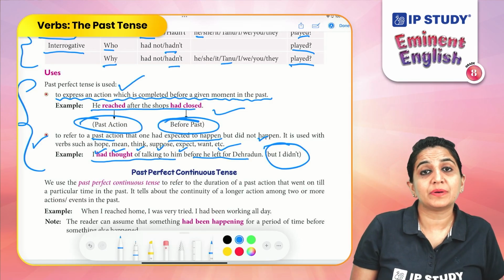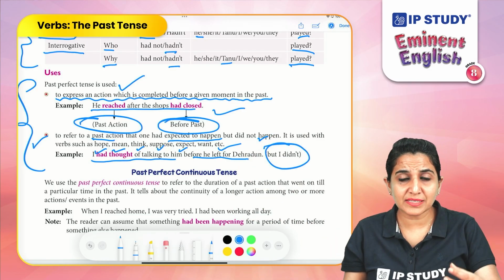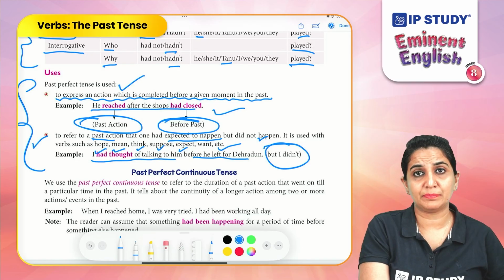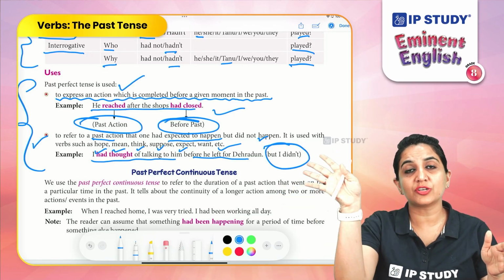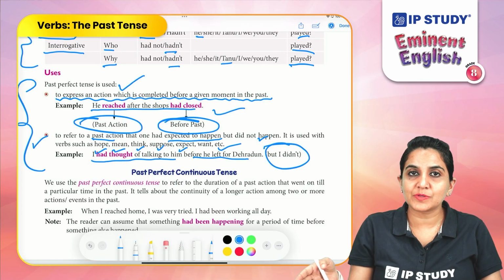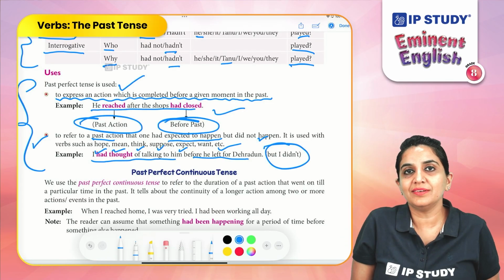Before something happened in the past, I was thinking to do this. So it expresses what action was being taken in the past before a certain action or before a certain moment happened. So it clearly helps us to distinguish between the sequence of the actions in the past.